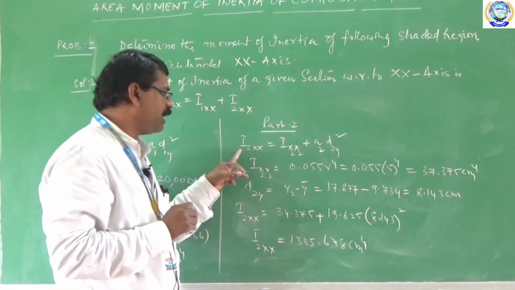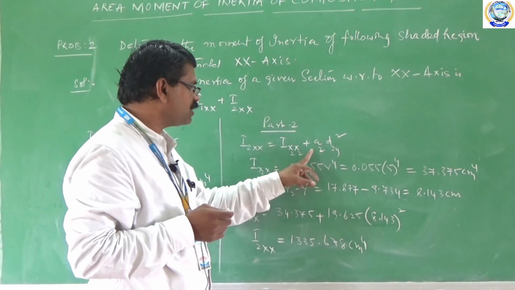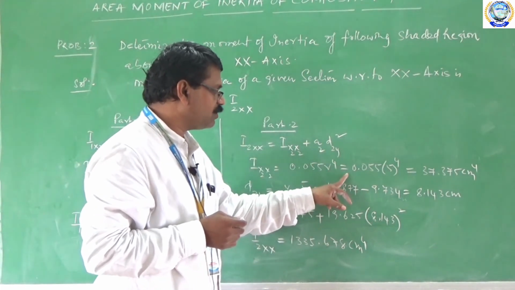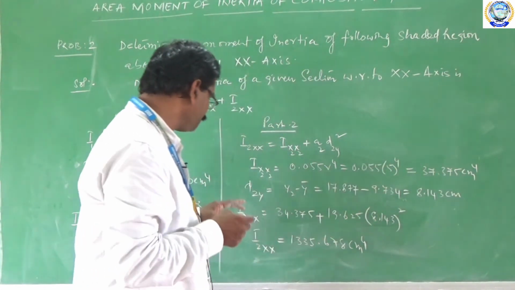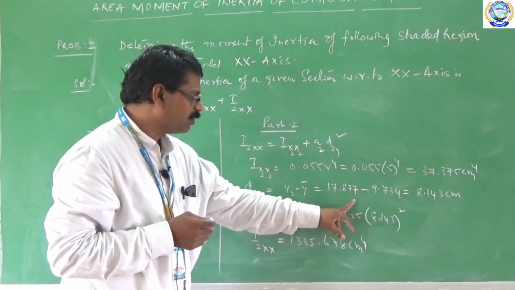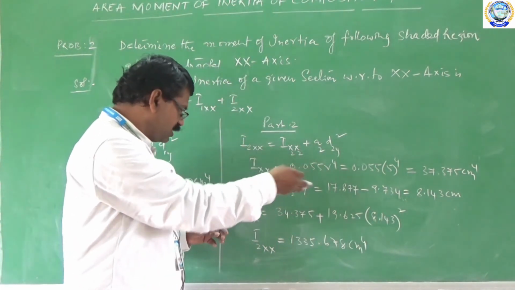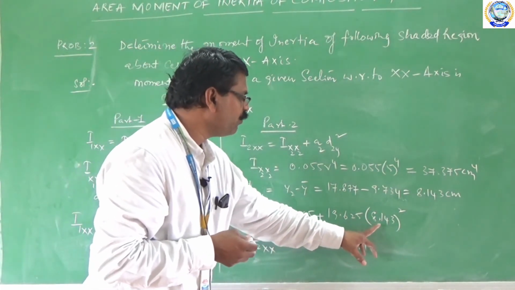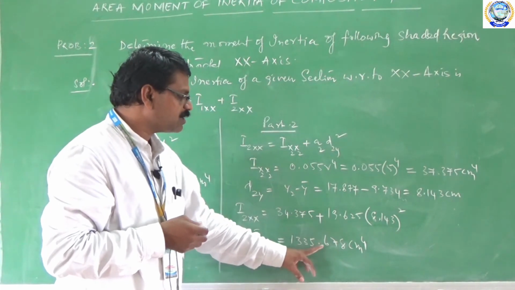Similarly, we are going to find I2_xx for the second part. What is the name of the second part here? Quarter circle. I2_xx is equal to I_x2x2 plus A2 D2y square. Therefore, I_x2x2 is equal to 0.055 r to the power of 4. After simplifying this, as we know that the radius is 5, we will get 34.375 centimeter to the power of 4. Similarly, D2y is equal to Y2 minus Y bar, which is equal to 17 minus 9.734, which is equal to 8.143 centimeters. After simplifying, you will get I2_xx is equal to 34.375 plus 19.625 into 8.143 whole square. We will get I2_xx is equal to 1335.678 centimeter to the power of 4.